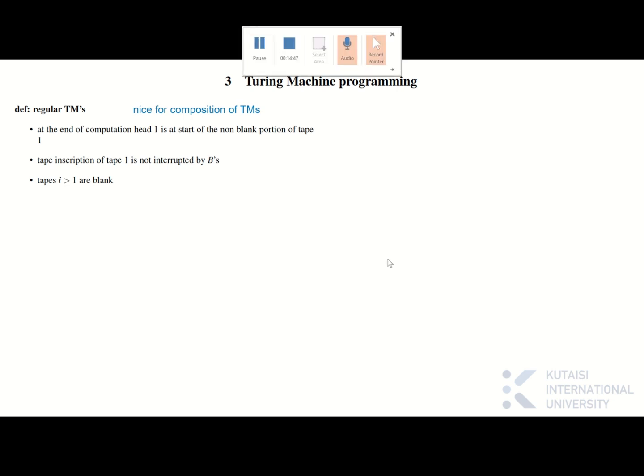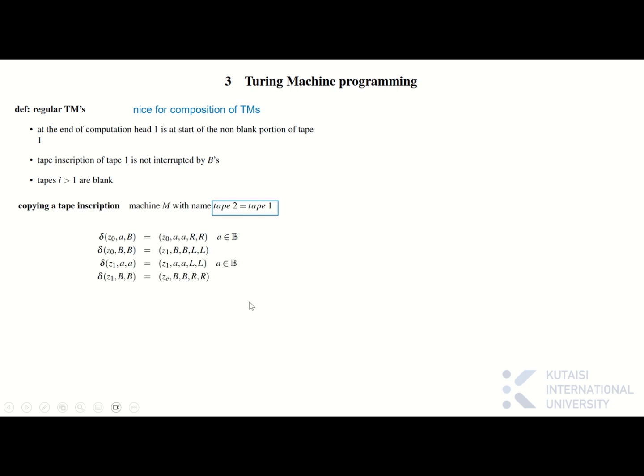So as I said, this is just an assumption. Some Turing machines will be regular, some not. So let's look at very important examples of some Turing machines. We had this Turing machine called tape 1 equals tape 1 plus 1. Now let's look at a Turing machine called tape 2 equals tape 1. This is again just the name of a Turing machine.